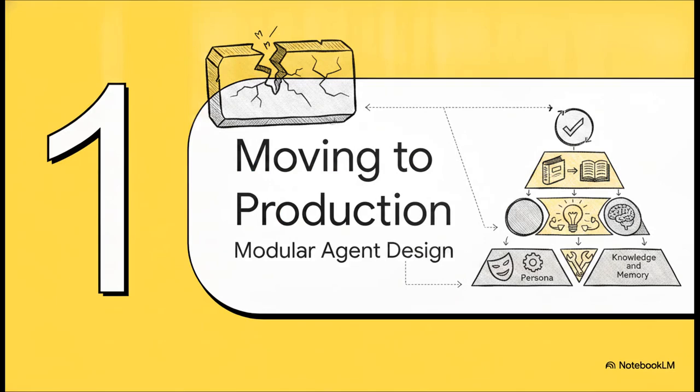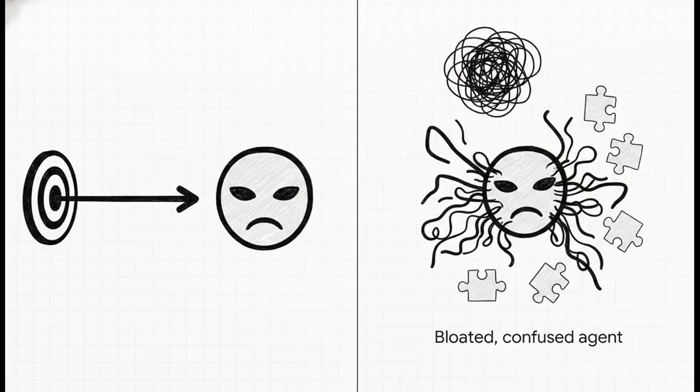Starting with Section 1, moving agents to production by embracing modular design. Okay, to reach actual production reliability, we absolutely have to ditch those monolithic, do-everything bots powered by one massive paragraphs-long prompt. Instead, we need to build modular systems across 5 distinct functional layers. We've got persona, tools and actions, reasoning and planning, knowledge and memory, and evaluation and feedback. Let's kick things off with the first one, the persona layer.